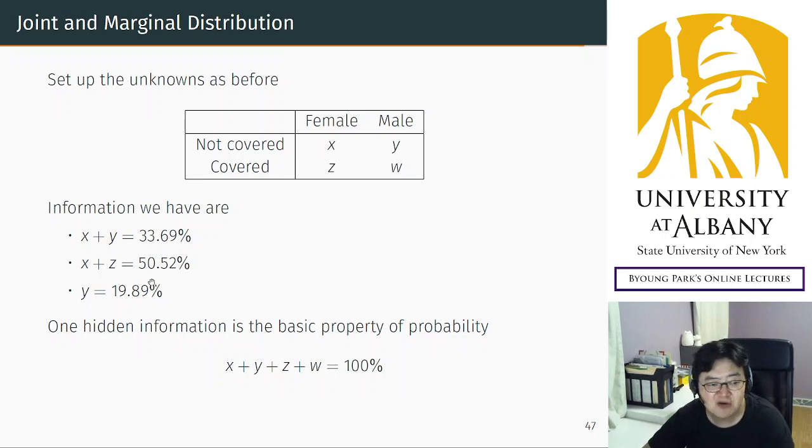But actually, there is another hidden piece of information from the fundamental property of probability, which is this. The sum of the unknowns must be 100% all the time because they are probabilities. Probabilities must sum to 100%. Then now you are done. You have four equations, four unknowns, so you can solve for them.